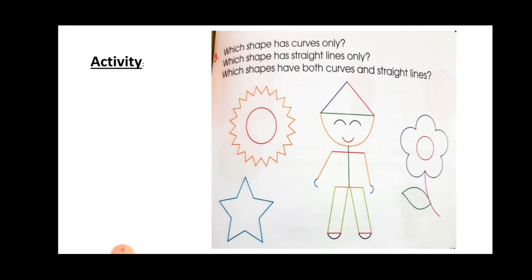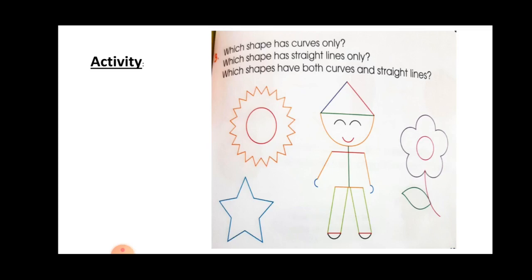Which shape has curves only? Now students, observe these pictures. This is a flower, this is a sun, this is a boy and this is a star. Now which shape has curves only? Is there any shape which has curves only? No, we have no shape like that. Then which shape has straight lines only? Yes, this is a star. Star has only straight lines.